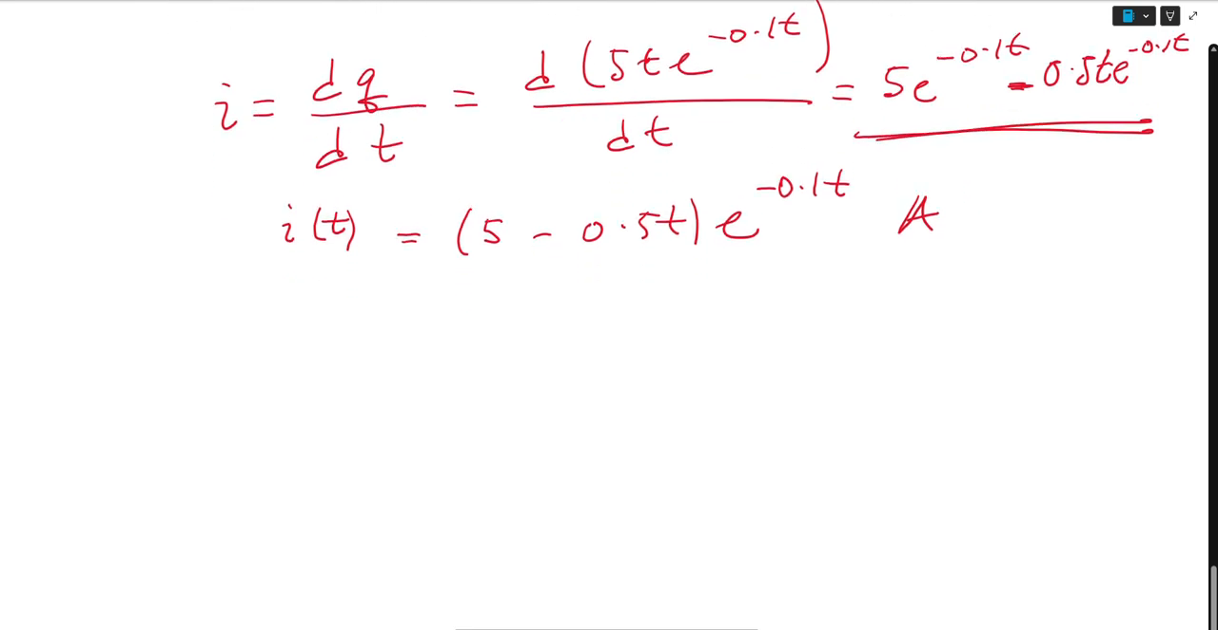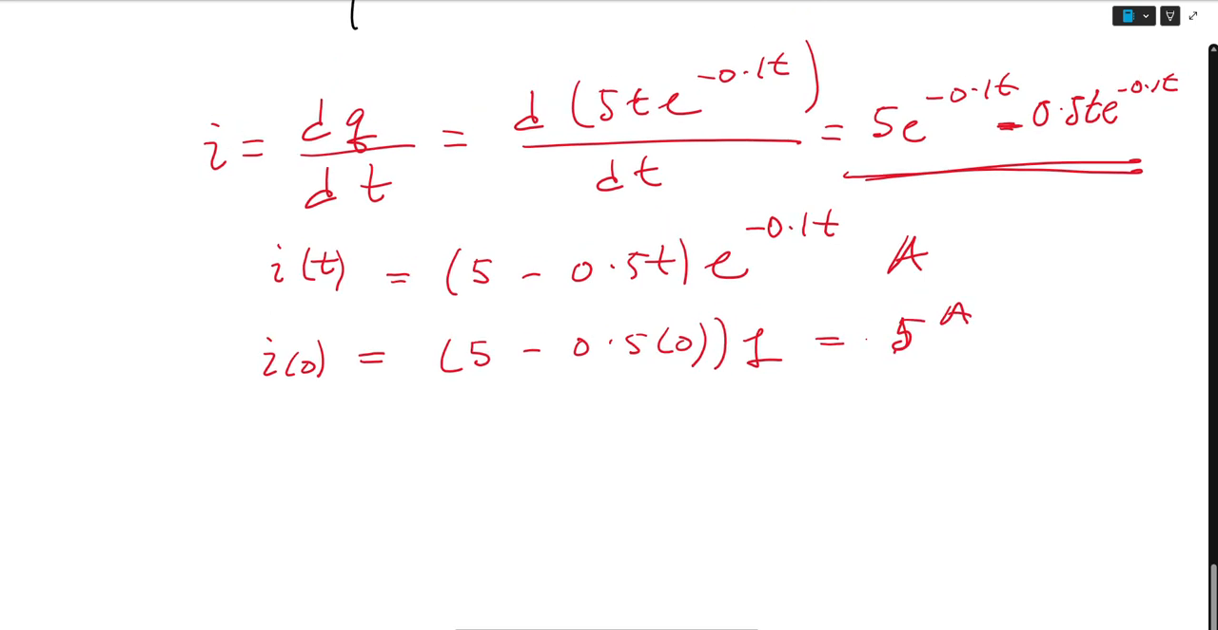And what we can do now is we can say I of 0 is equal to 5 minus 0.5 times 0 times 1, which is equal to 5 amps. So at q of 0 is equal to 0, we actually get I of 0 is equal to 5 amps.